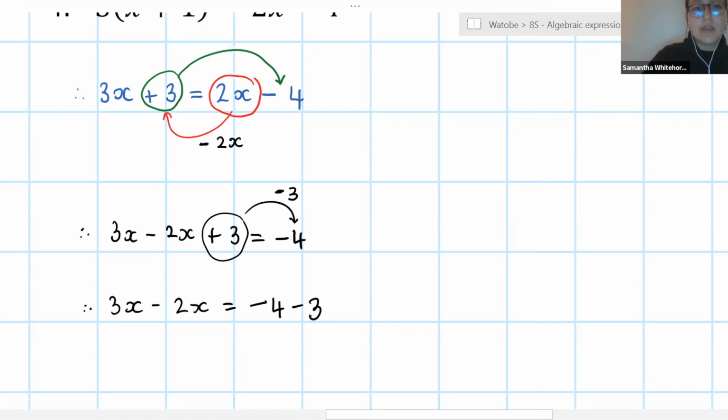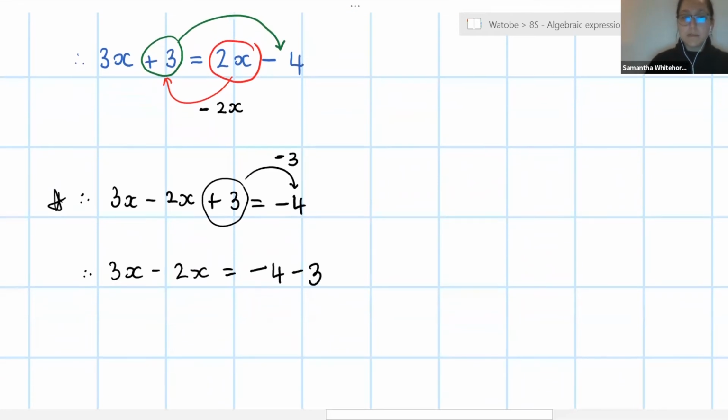Now, if you are happy to simplify as you go, so say for example in this step, if you know that 3x minus 2x is x, you're welcome to write down x. You don't have to keep it unsimplified. I'm just doing that so that we can see all of our inverse operations. Now that my x is on the left, my constant's on the right, I'm going to add and subtract those like terms. So 3x minus 2x is just x, and negative 4 minus another 3 is negative 7.